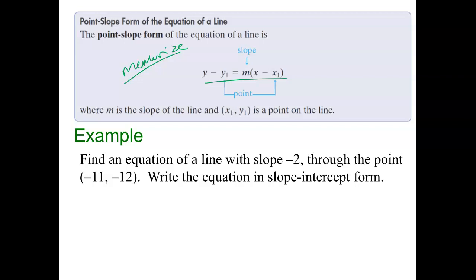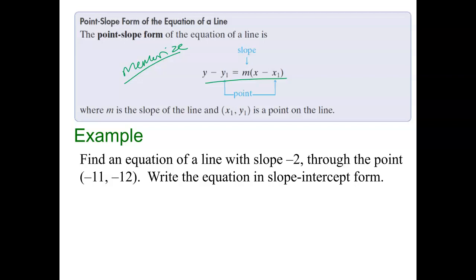Because they'll say, write your answer in standard form. Write your answer in point slope form. Write your answer in slope intercept form. Write your answer in function notation. So it all comes down to those differences at the end of how the equation is supposed to look. So making sure that you're aware of those.